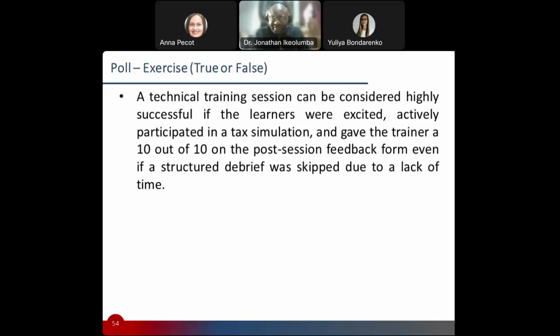Again, it was very interactive. The learners were excited, but there was a critical part that was skipped, which was the part around doing a final review. Would you consider that a very successful technical training? That's a point I want to ask. So true or false, would you consider that? And I'll be very happy if there's any illustration on the point.